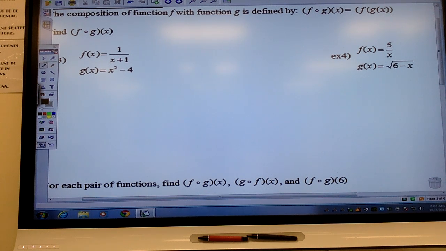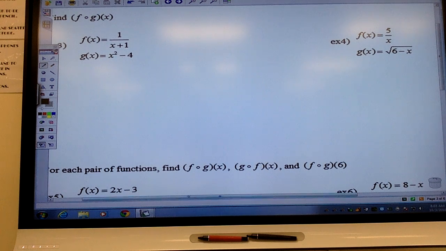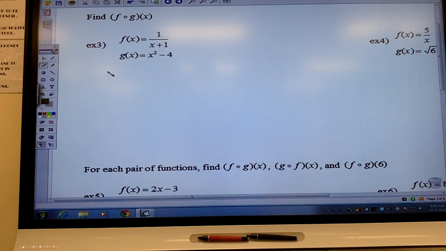So what that means is, let's write it out first. I like writing it f of g of x. Then I'm going to replace g of x with what the actual function equals. So g of x is x squared minus 4. So that means in my function of f, this is my new x. So I'm just going to look at what f is doing to x.